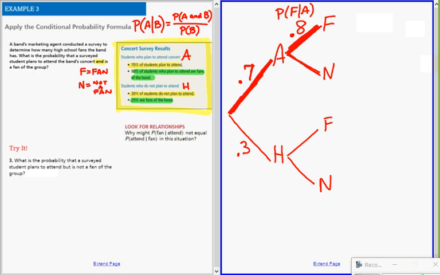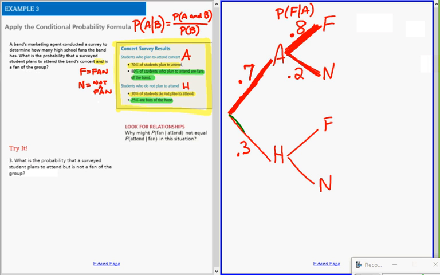And I think we could go right down the line here and get this branch, because if 80% of the students attending the concert are fans of the band, that would mean 20%, or 0.2, are not fans of the band. Okay? These tree diagrams are a great strategy for making sure that you have all the options in a situation like this. All right, now let's go down the other way.